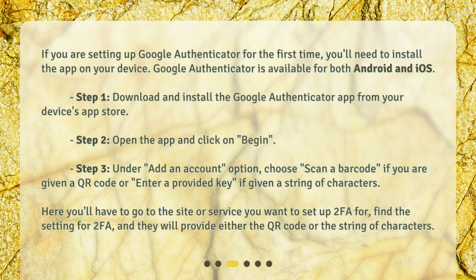Step 3. Under Add an Account option, choose Scan a barcode if you are given a QR code or enter a provided key if given a string of characters. Here you'll have to go to the site or service you want to set up 2FA for, find the setting for 2FA, and they will provide either the QR code or the string of characters.